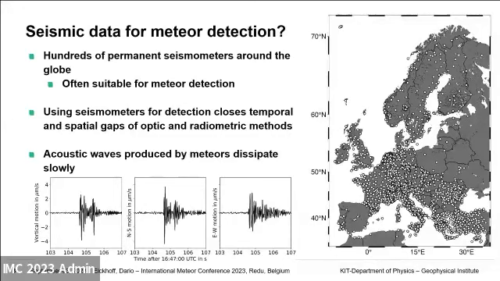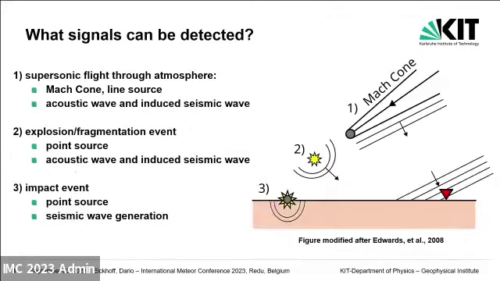The second reason is that we can close some temporal and spatial gaps of the azimuth methods, because we are not bound to daytime or weather or anything else. We can measure every day, all day. The third reason is that the acoustic waves produced by meteors dissipate very slowly. So we can also use this method if our station distances are large and our network is not very well covered.